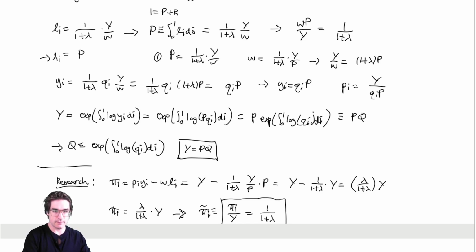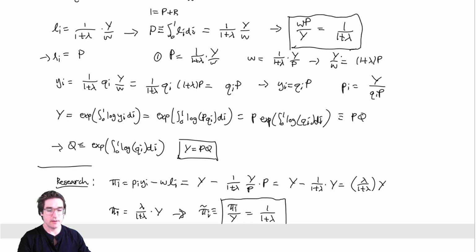Okay, where is this one? Yeah, so here we found the labor share, the production labor share, lambda over 1 plus lambda. Sorry, I just forgot the lambda term. That was the labor share. The profit share is 1 minus that, 1 over 1 plus lambda.